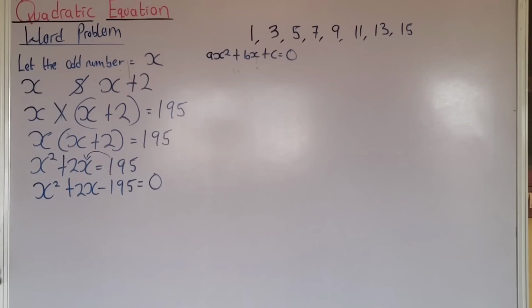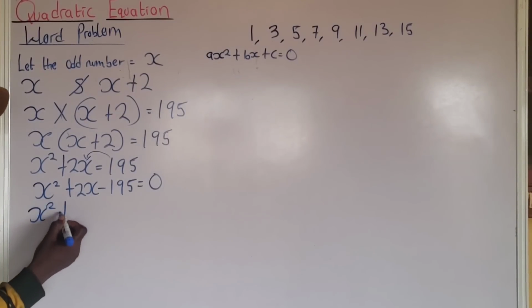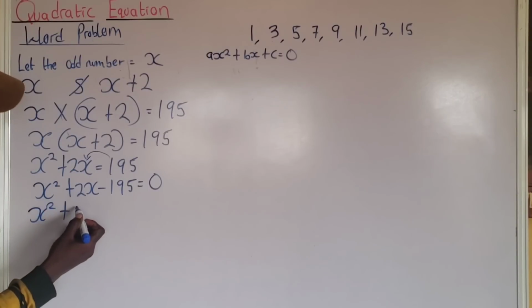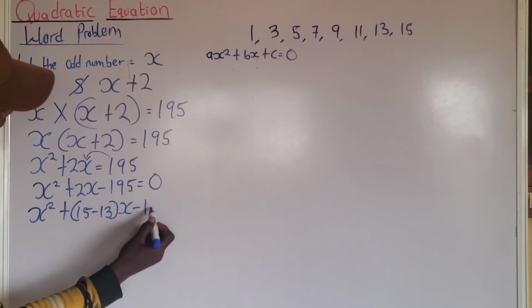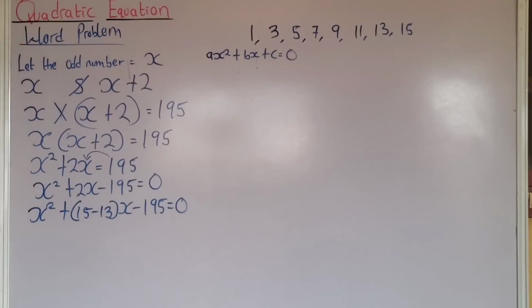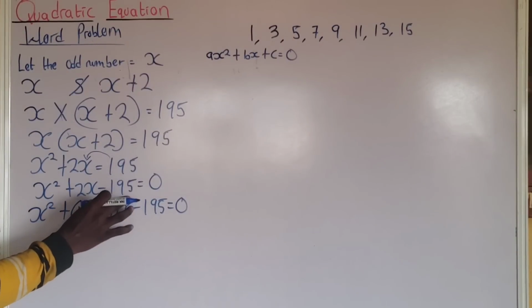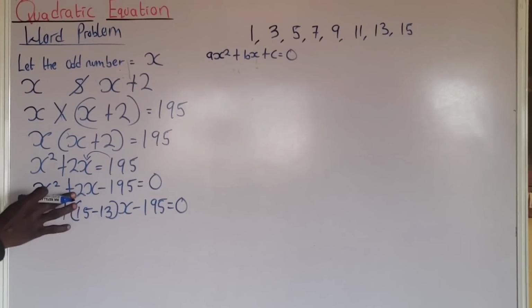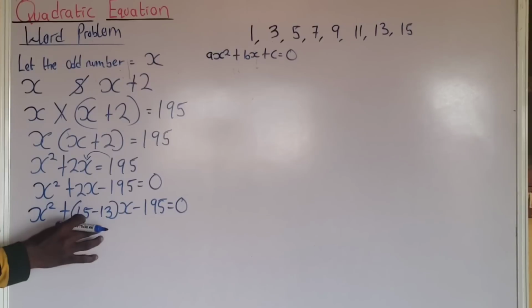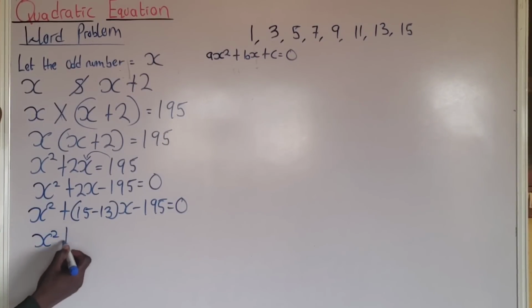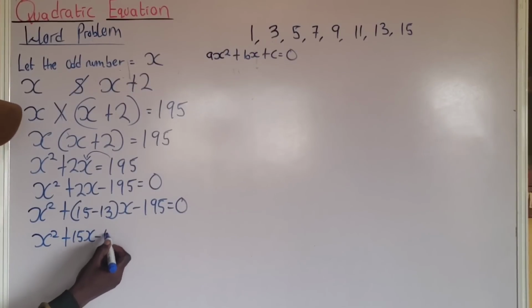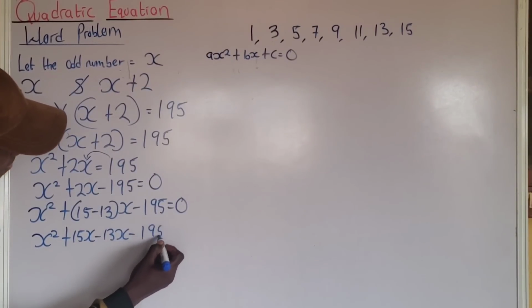Okay, so let's proceed. Here I'm going to have x squared plus 15 minus 13 x minus 195 equals 0. Okay, 15 multiplied by negative 13 will give us negative 195. 15 minus 13 will give us what? Positive 2. So I just replace positive 2 by this. You understand? Okay, so I'm going to have x squared plus 15x minus 13x minus 195 equals 0.